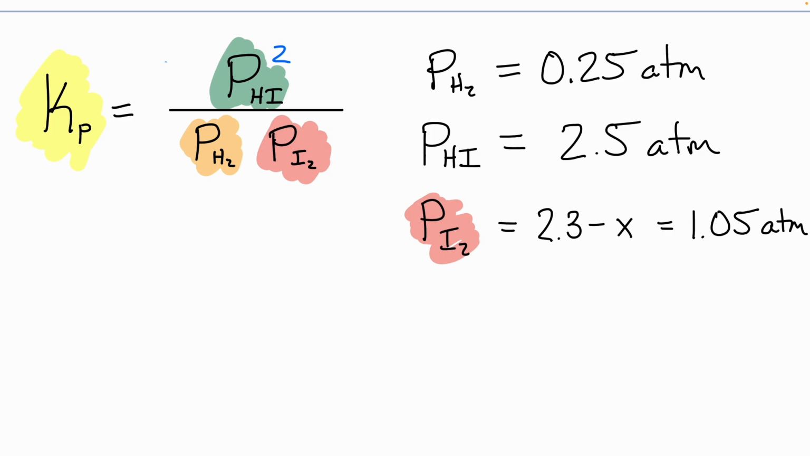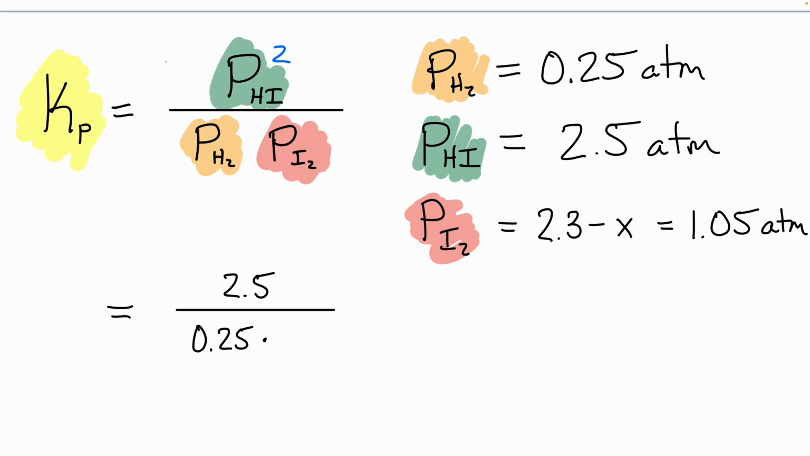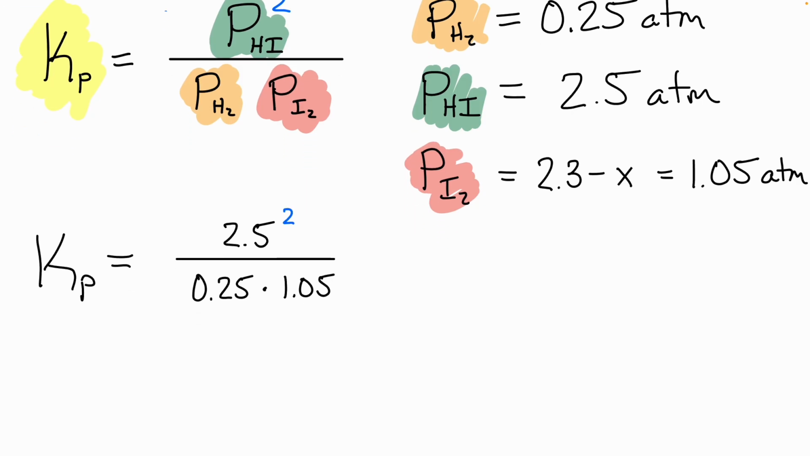And then I'm going to take these and plug them back into my equilibrium expression. Again, just kind of color coding here so we can see what values go where. I'm going to take that 2.5, I'm going to square it, divide it by 0.25 times 1.05. That's how I'll get my Kp. Oh, somehow my square disappeared. All right. And I get a value of, we're just going to take it to one decimal place here, 23.8.